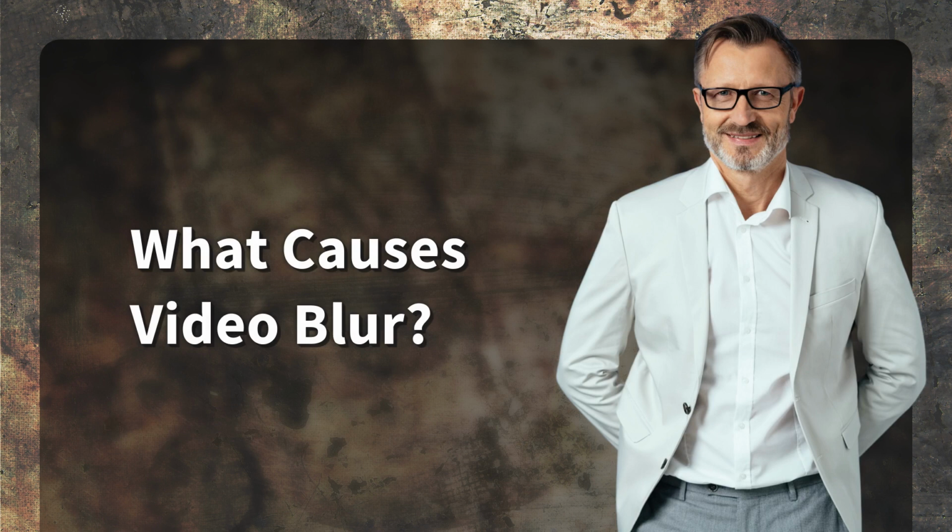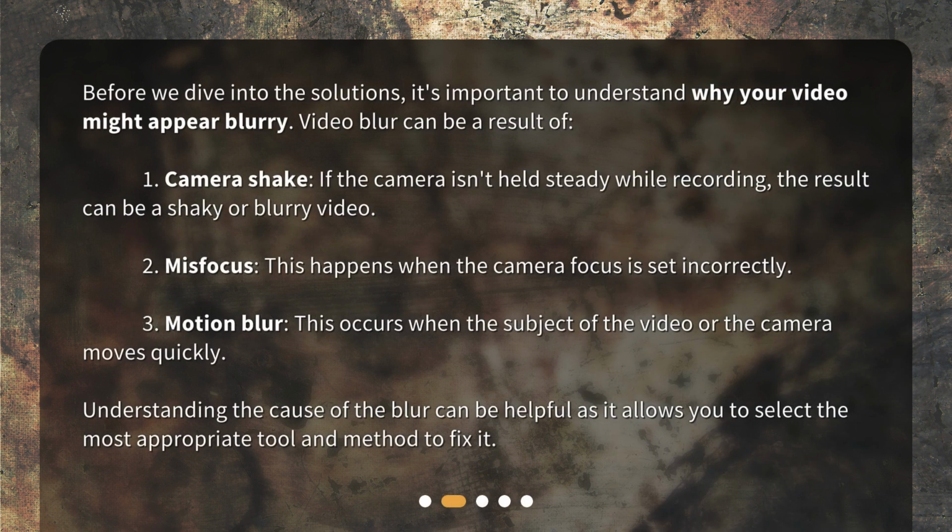What causes video blur? Before we dive into the solutions, it's important to understand why your video might appear blurry. Video blur can be a result of 1. Camera shake. If the camera isn't held steady while recording, the result can be a shaky or blurry video. 2. Misfocus. This happens when the camera focus is set incorrectly. 3. Motion blur. This occurs when the subject of the video or the camera moves quickly. Understanding the cause of the blur can be helpful as it allows you to select the most appropriate tool and method to fix it.